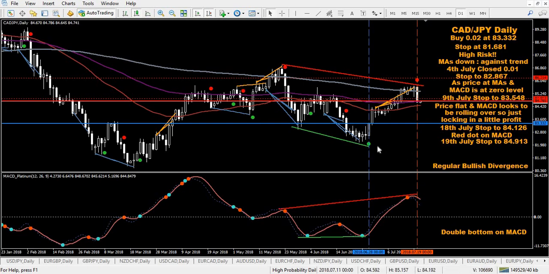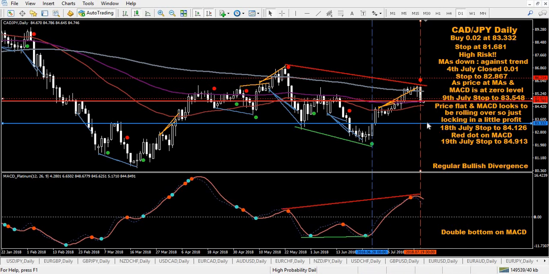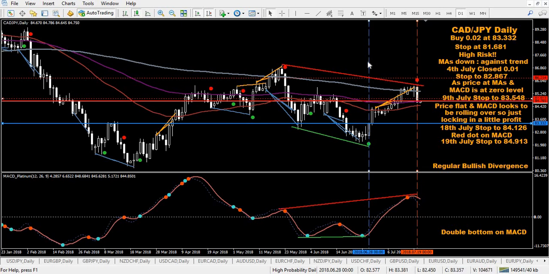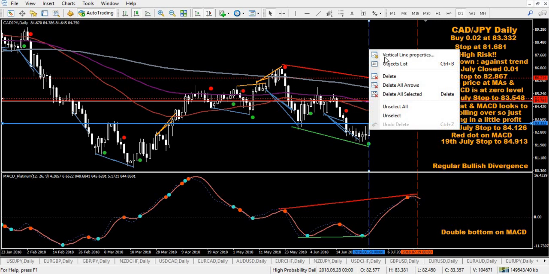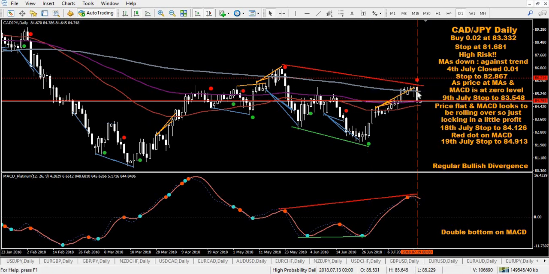CAD Yen. I was in a buy here. What's happened here? A buy down here. That had a stop in place. Yesterday, big move down, took me out. So I'm no longer in the buy trade, so I can get rid of those. Make sure I've got the right ones here. They're all selected. So no longer in the buy. Overall profit on that, I'd say.